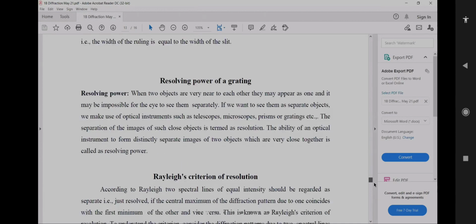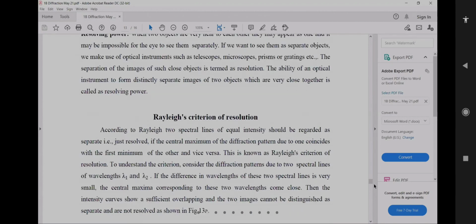If you observe without any instrument, those two appear as a single line. According to Rayleigh, two spectral lines of equal intensity should be regarded as separate, that is, just resolved, if the central maxima of the diffraction pattern due to one coincides with the first minimum of the other, and vice versa. So the central maximum of one spectral line coincides with the first minimum of the second spectral line and vice versa. This is known as Rayleigh's criterion of resolution.